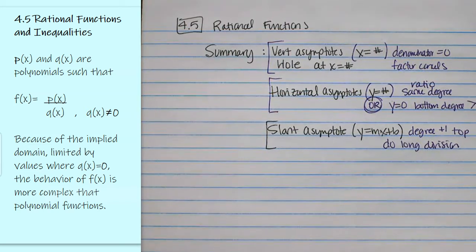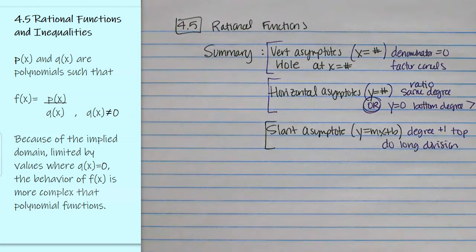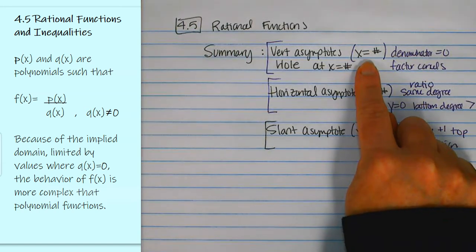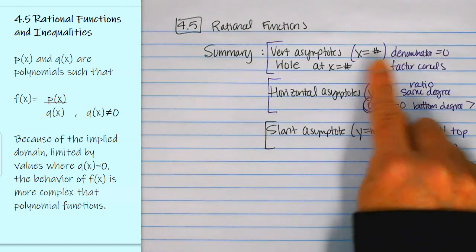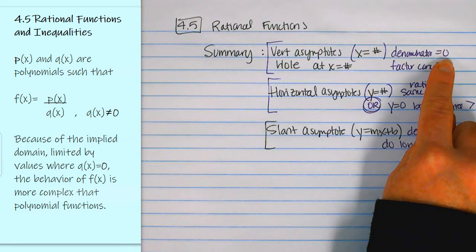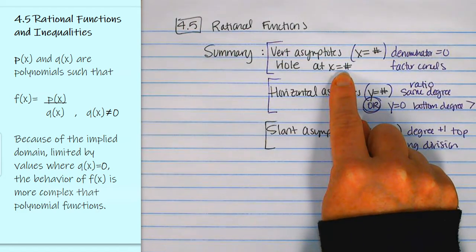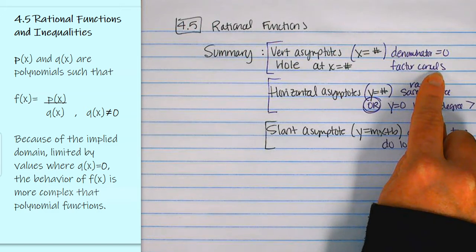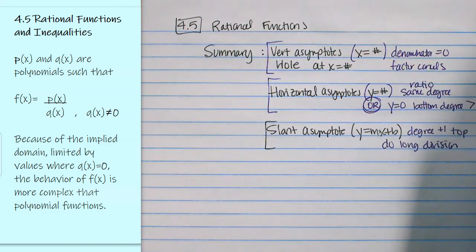All right, let's look again at rational functions. We're going to put it all together in this lesson. So in summary, we have vertical asymptotes. Those go up and down. Their x equals some number. They're where the denominator equals 0 and did not cancel. There's a hole at x equals whatever number if the factors cancel. So vertical asymptotes are looking at the denominator.